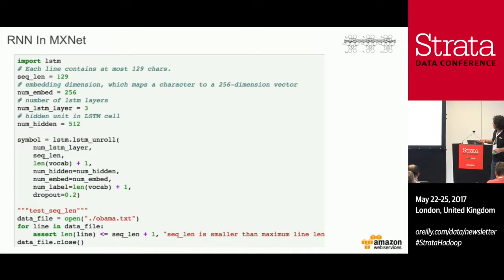And then from LSTM.py, you do unroll. So unroll is unrolling the computational graph. That's why it's called unroll. So you call unroll and give it the number of layers. Sequence length is coming from something called the bucketing, basically the bucketing API.